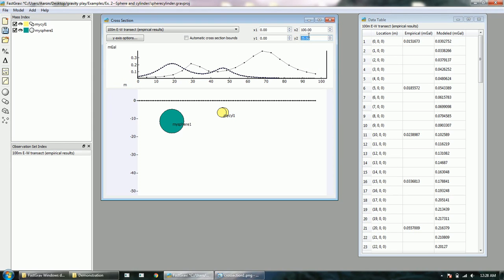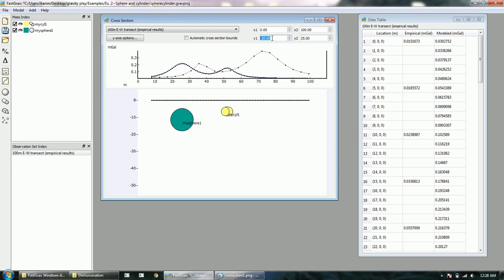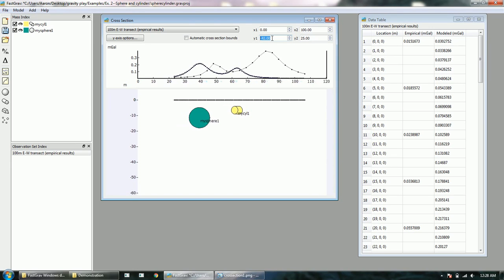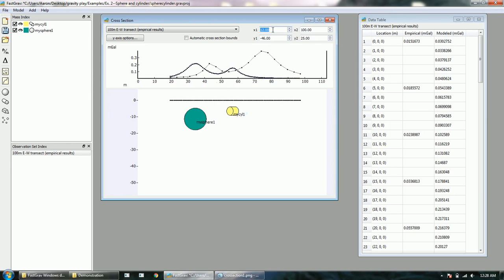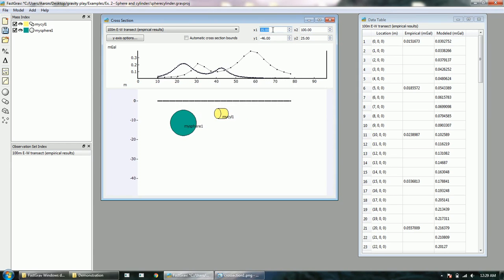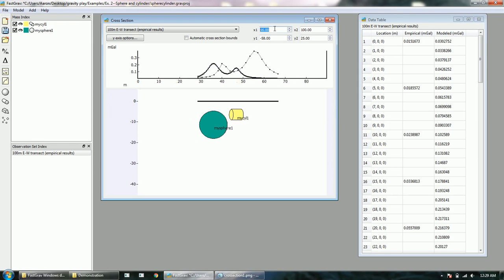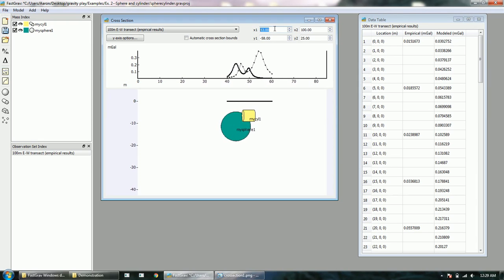So let me do that. We can even look at it from a very oblique angle if we want. So I'll just play around for a second. So now I'm moving the first boundary point as well. And if you want, we can look at this cross section and the mass items in the model from any angle we want. We can look at it from the super oblique angle.